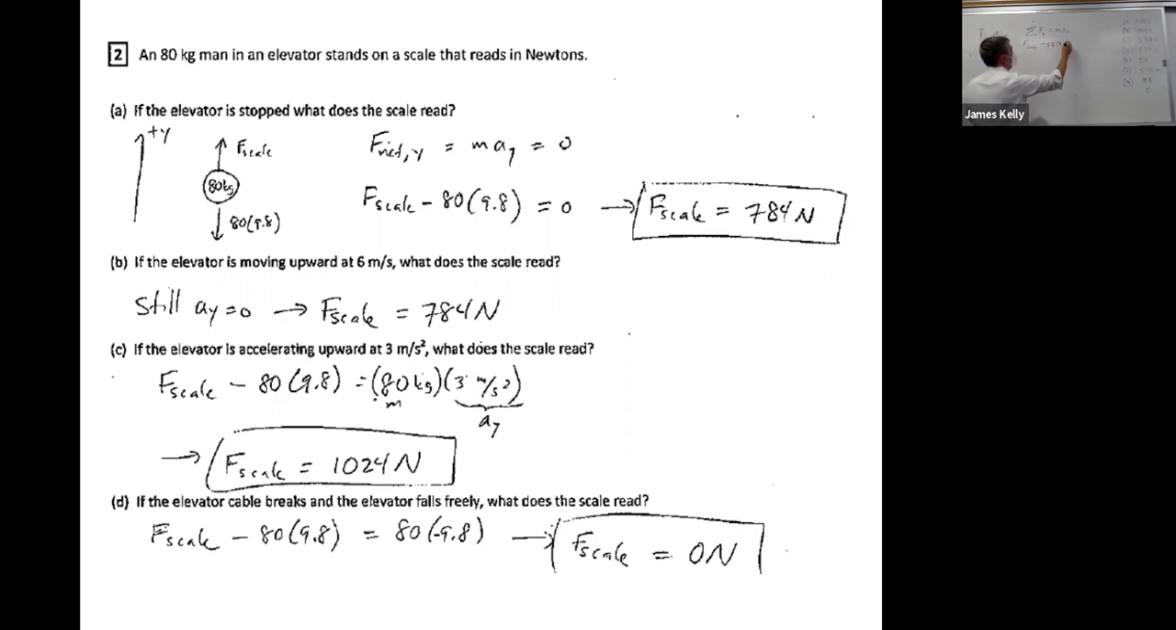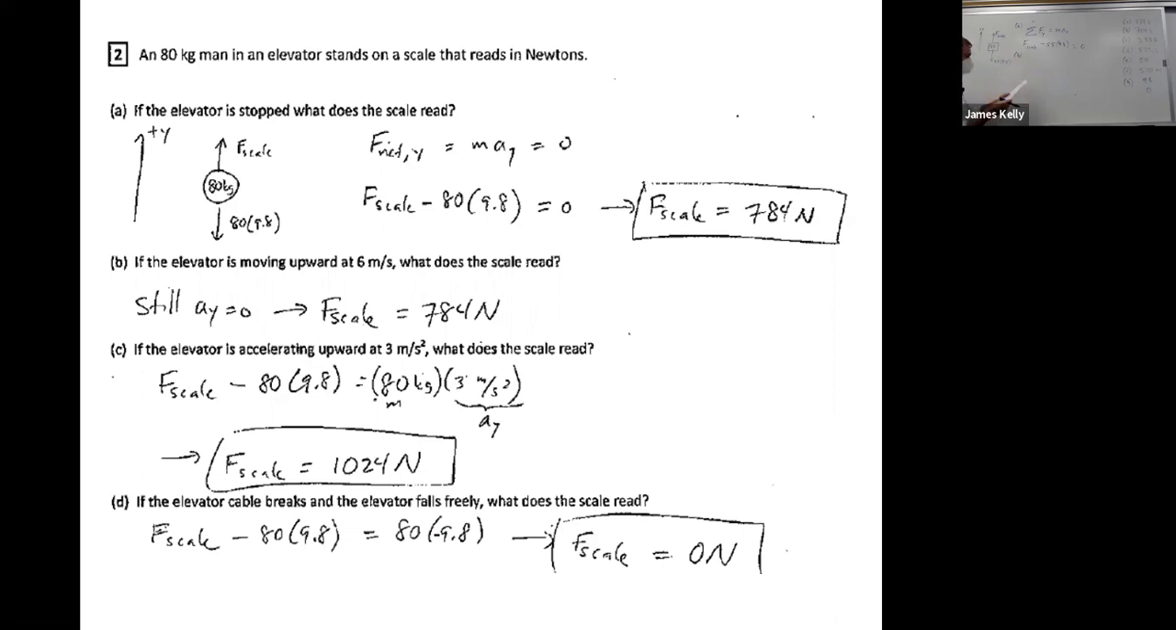55 times 9.8. And in part A, the elevator is stationary, and that means the woman's y component of her acceleration is 0, and therefore all the components of the acceleration are 0, including the y component. So those two add to 0, and therefore F scale is 55 times 9.8, very close to 550 newtons, 539 newtons. Questions on A? That was really a repeat of the one we just looked at.